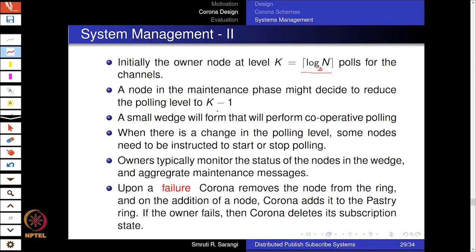Whenever there is a failure, Corona will remove the nodes from the ring, and on the addition of a node, Corona will add it to the ring, the same as pastry. And if, let's say, the owner fails, then the subscription state of the owner is deleted and a new owner will take over.